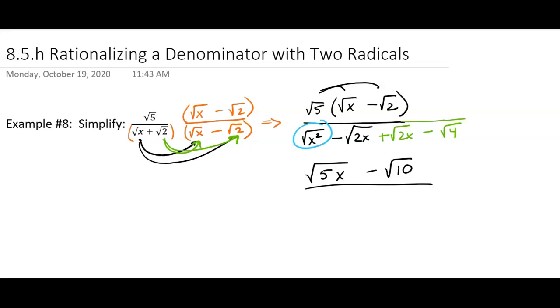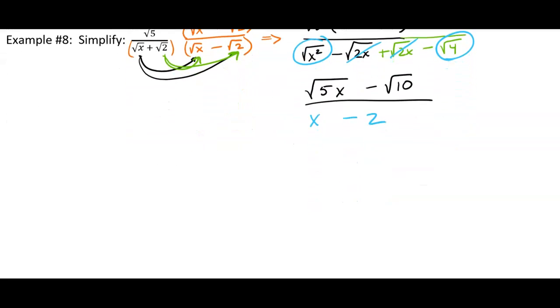Now, in the denominator, what happens? Well, this is going to be an x. These are going to cancel. And then I'm going to have minus 2. And the 2 came from the square root of 4. Okay, that's it. I don't think anything else is going to happen. So let me write it nicely. The square root of 5x minus the square root of 10 over x minus 2.